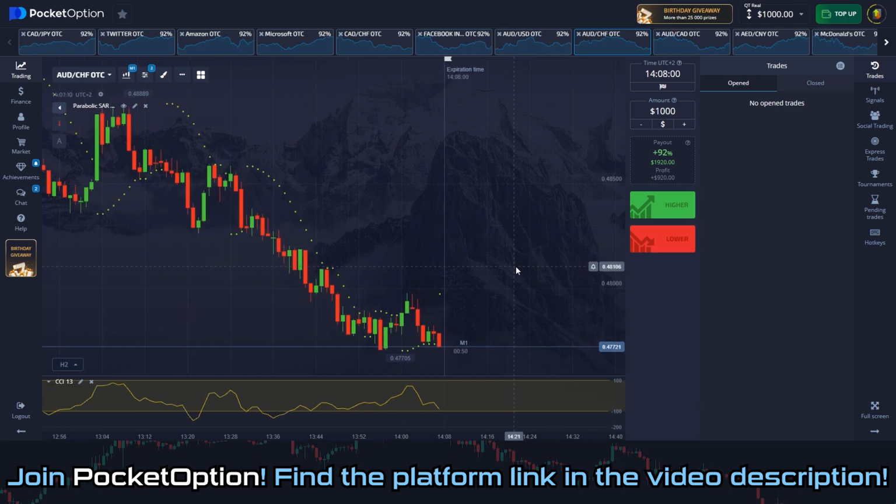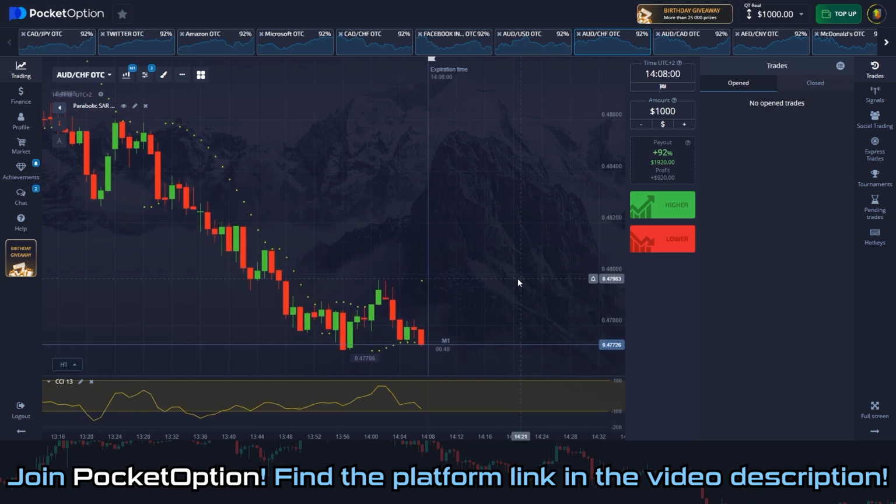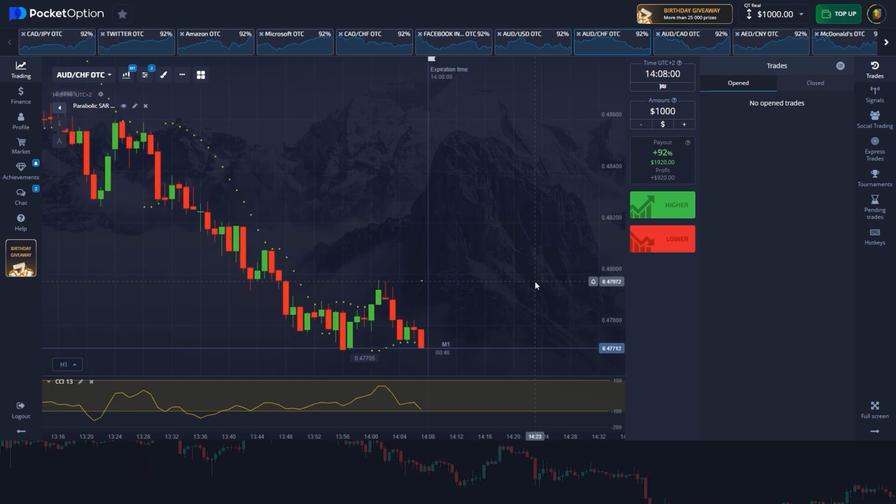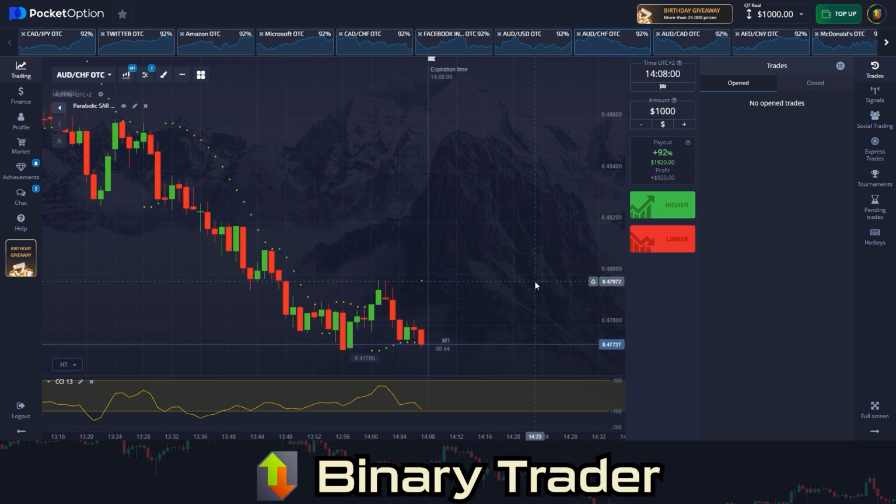Here we have a clear downtrend. CCI is almost minus 100. And parabolic is about to flip from below the candles to above the candle. When the current candle closes and the flip is confirmed, I will place a trade in the downward direction.